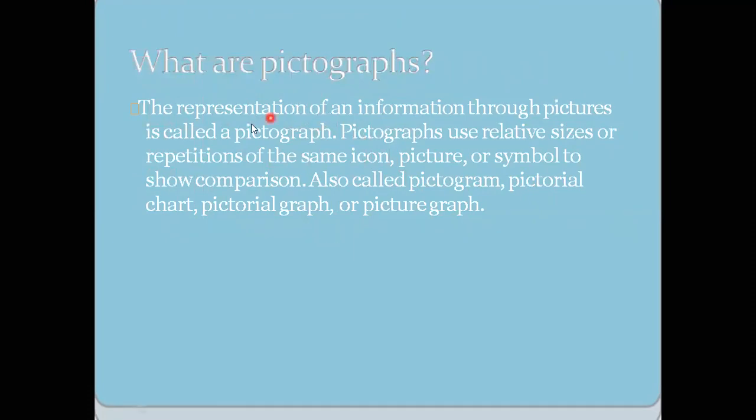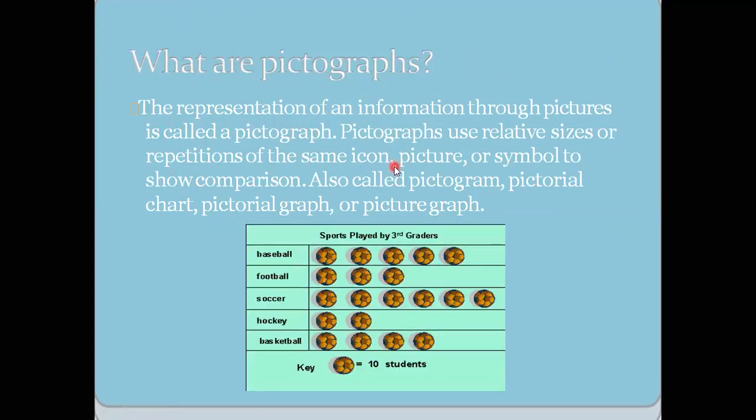So next is, what are pictographs? This also you have learned in previous classes. So how do you show a pictograph? The representation of information through pictures is called a pictograph. Pictographs use relative sizes or repetition of the same icon, picture or symbol to show comparison. It is also called pictogram, pictorial chart, pictorial graph or picture graph. So this is a pictograph.